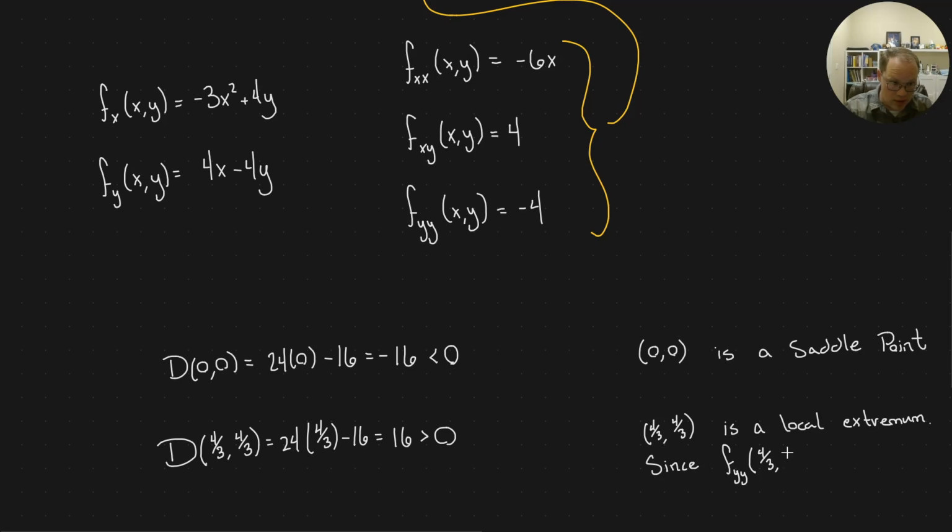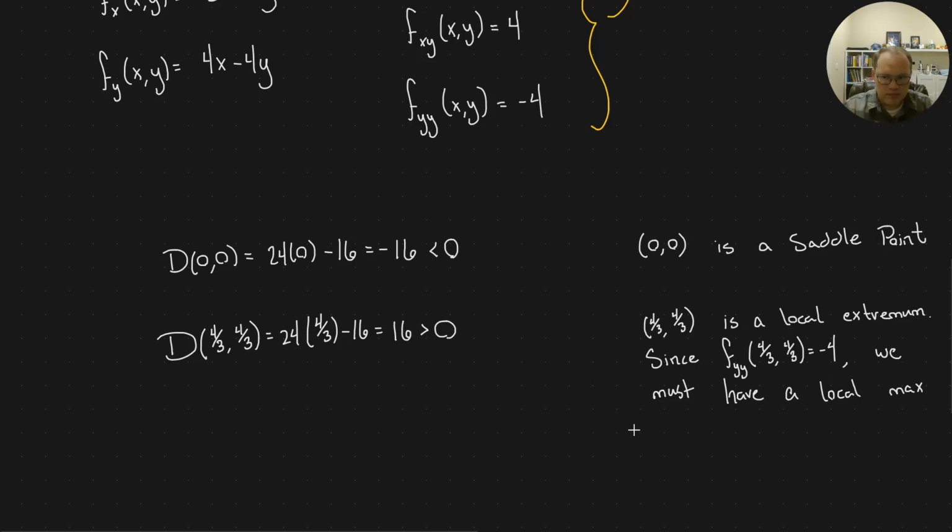So I'm looking at the second order partial in the y direction. I know when I plug in the point, I get negative 4. It's always negative 4. A negative second derivative means concave down, right? So in the y direction, it's concave down. And if I have a local extremum, the only way I'm concave down is if I have a local max. We must have a local maximum at the point.